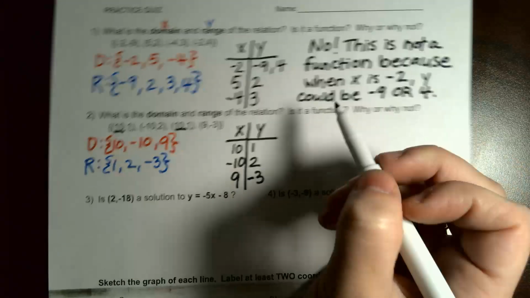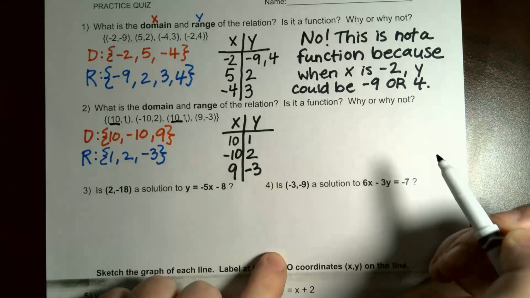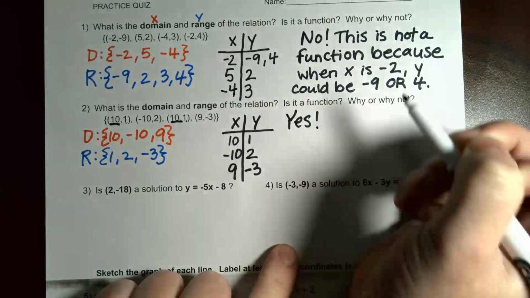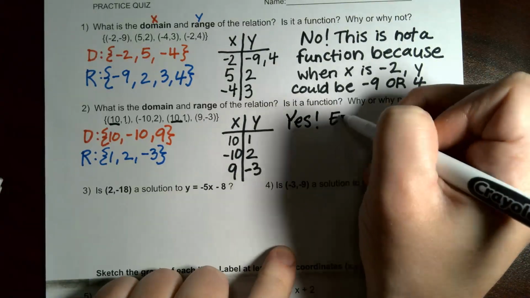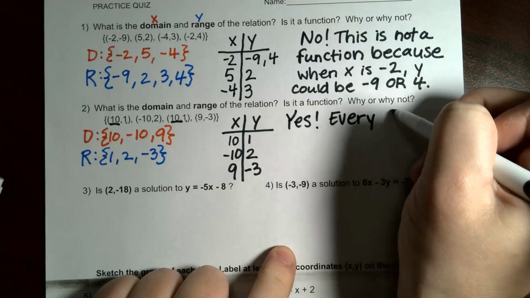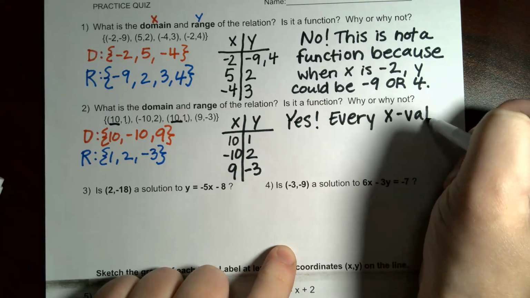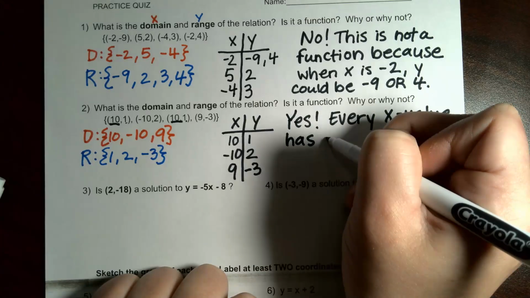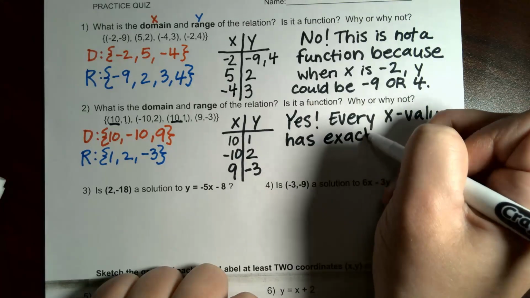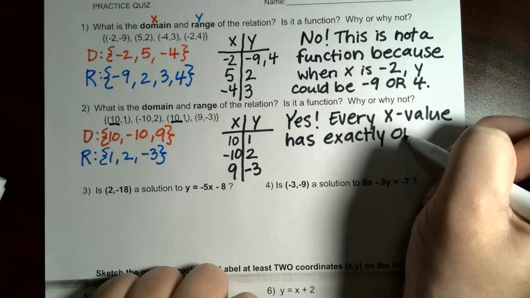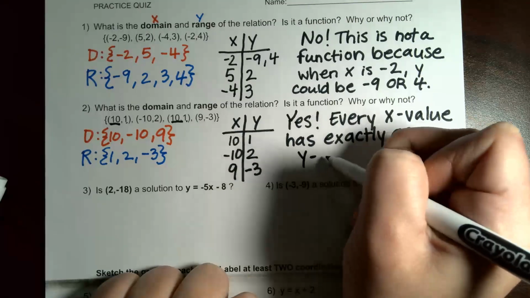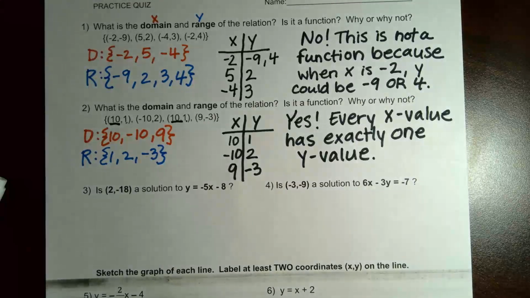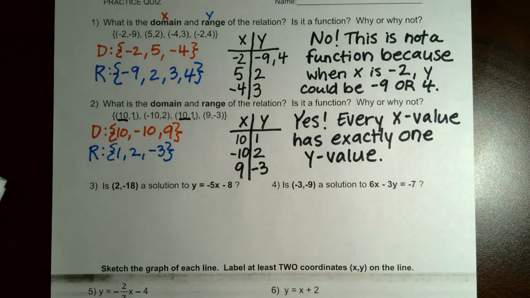But y'all got it. So what's our answer here? Is this a function? Yes. Only one y value. So we would say every x value has exactly one y value. Good.